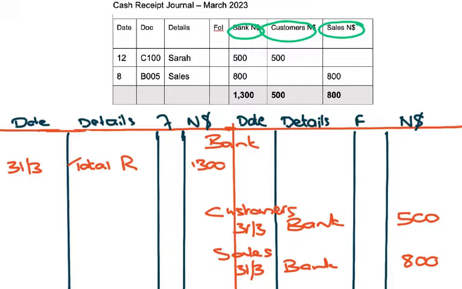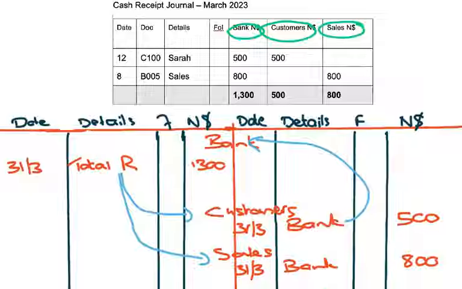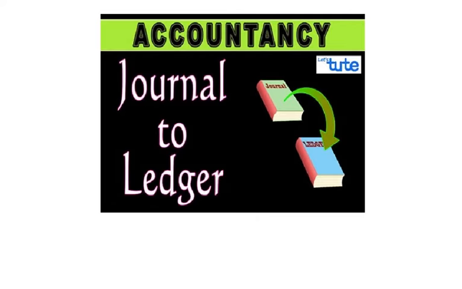My bank referred to all the amounts that I received. In my customer's account, my details refer to my bank, which is the contra account. In my sales account, my details refer to the bank, which is my contra account. This is then the posting from the journals to the ledgers. Remember, there's a few steps that you need to follow.